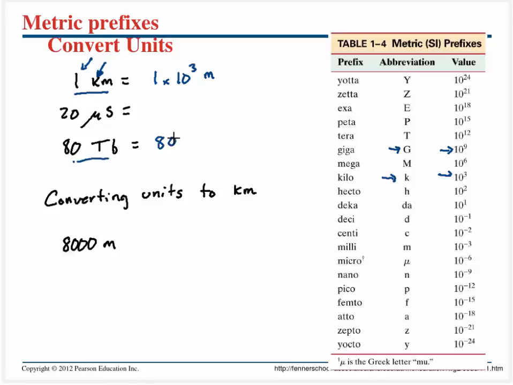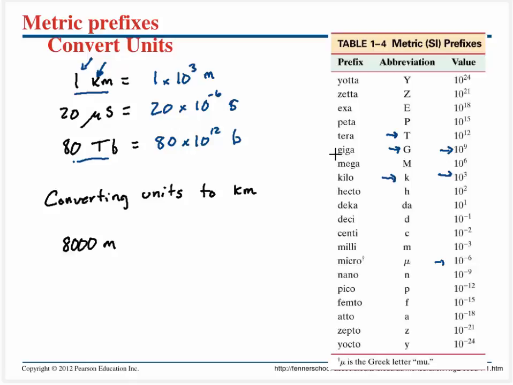Essentially we would say this is going to be 80 times, let's see, tera, 10 to the 12th, 10 to the 12th bytes. We could kind of do the same with 20 microseconds. We'd say 20 times micro, go down here, micro is times 10 to the minus 6, times 10 to the minus 6 seconds. So a much more concise way of writing things.